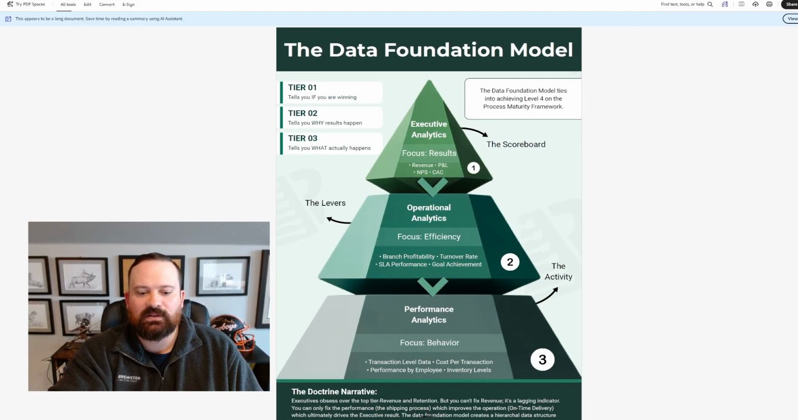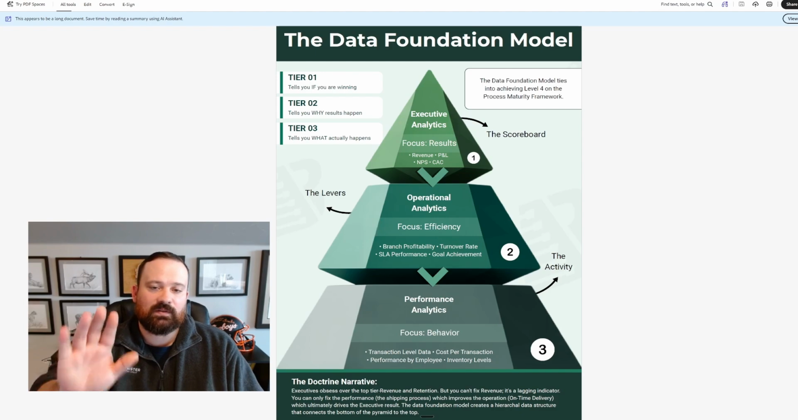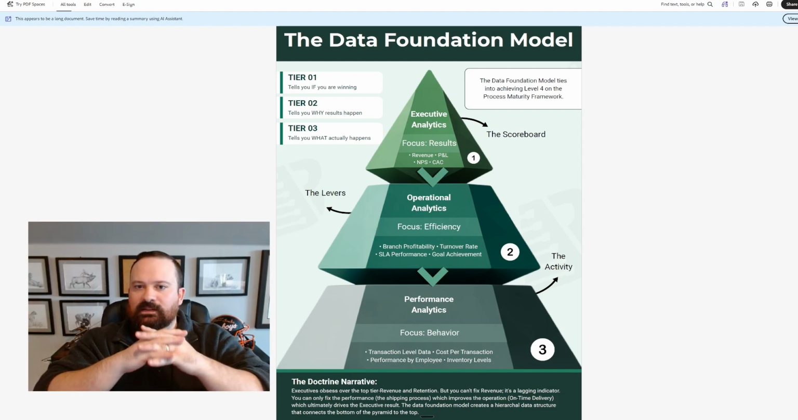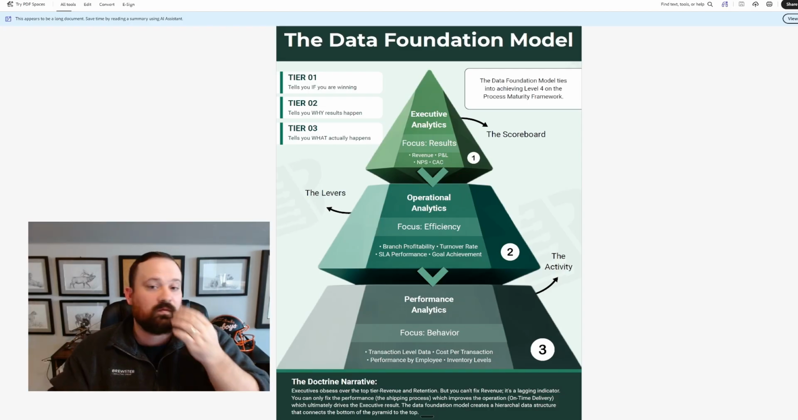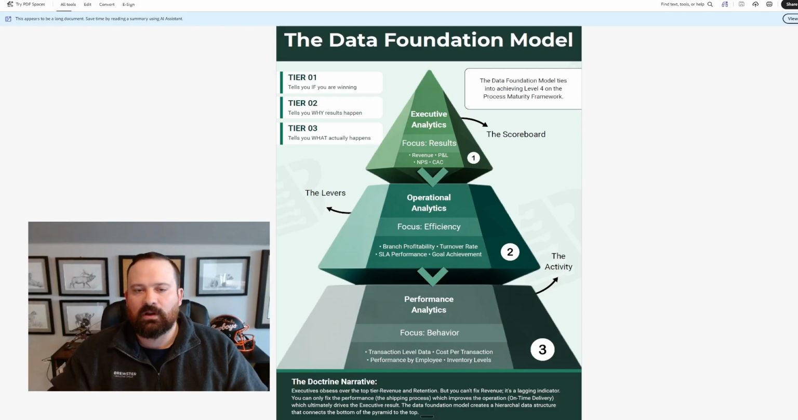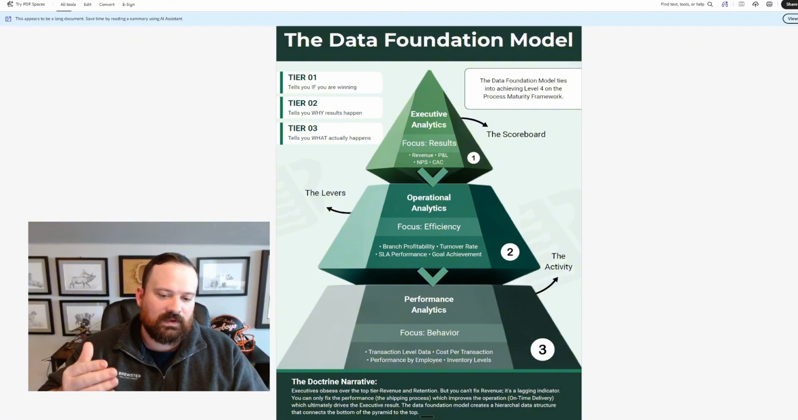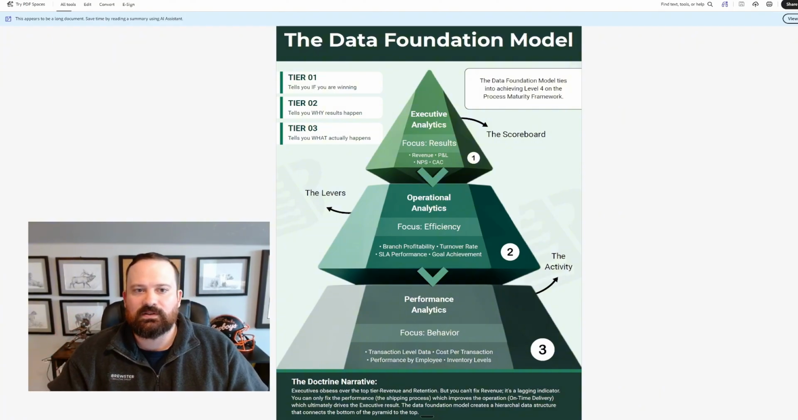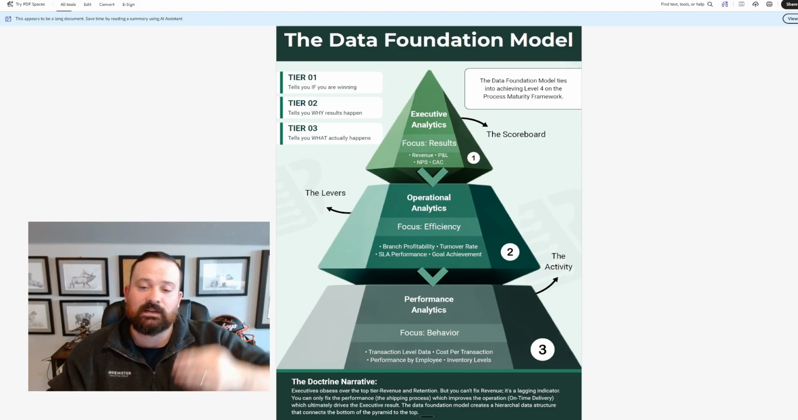The data foundation model is pillar 2 of the Data First Doctrine. It ties in closely with achieving level 4 on the process maturity framework. The data foundation model is a way for you to build data structures in your organization to create a hierarchical structure of data. What I mean by that is, at a high level, executives love to focus on revenue, profit and loss, NPS scores, customer acquisition costs, things like this, right?